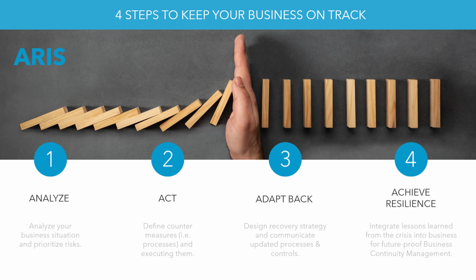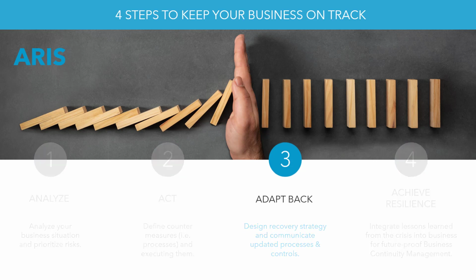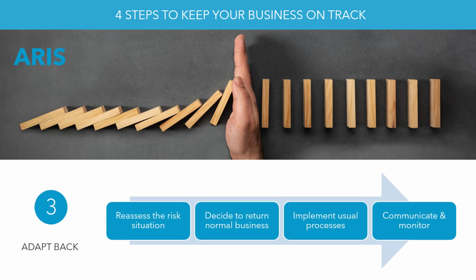But at some point, you need to adapt back. Here you need a recovery strategy. Therefore, it is essential to continuously reassess the actual risk situation. If everything is under control, you might decide to return to the normal business. You can now implement the usual processes, policies and resources, communicate them to the employees and again, monitor the progress to keep on track. Finally, you run your business as usual.